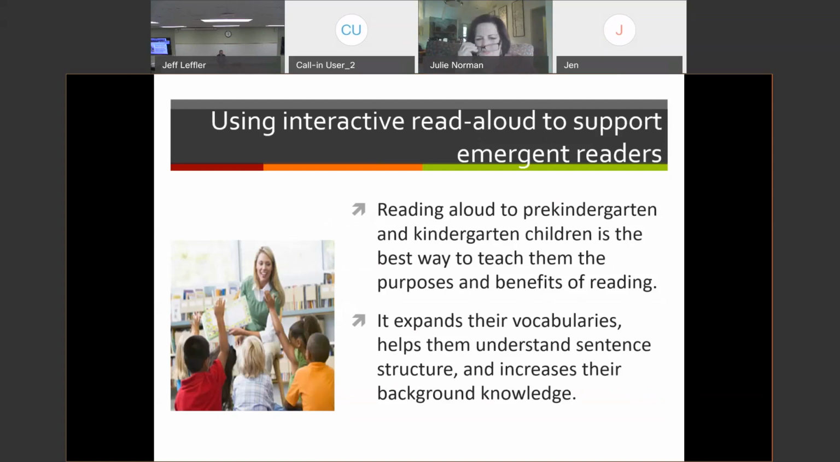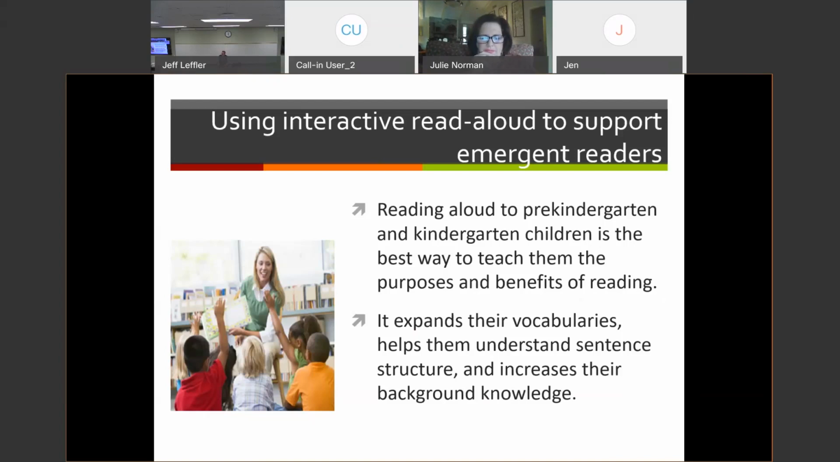So reading aloud to pre-kindergarten and kindergarten children is the best way to teach them the purposes and benefits of reading. It expands their vocabularies. Many of us don't use big words unless we're reading a book. The book gives us the big words to say, right? It helps them to understand sentence structure. When we're just talking, we don't always use proper sentence structure, but usually books help us model proper sentence structure. And then it also increases their background knowledge.